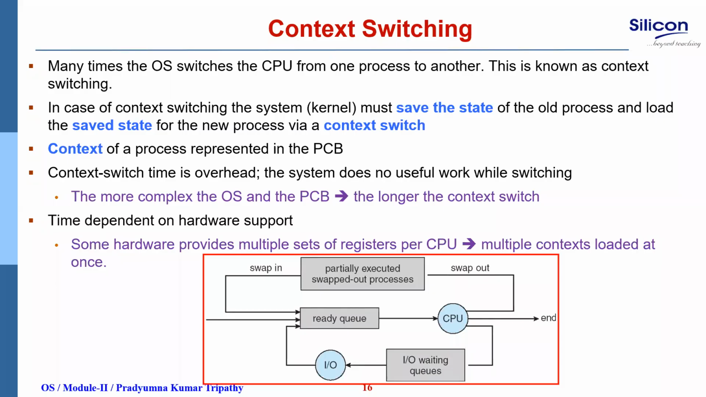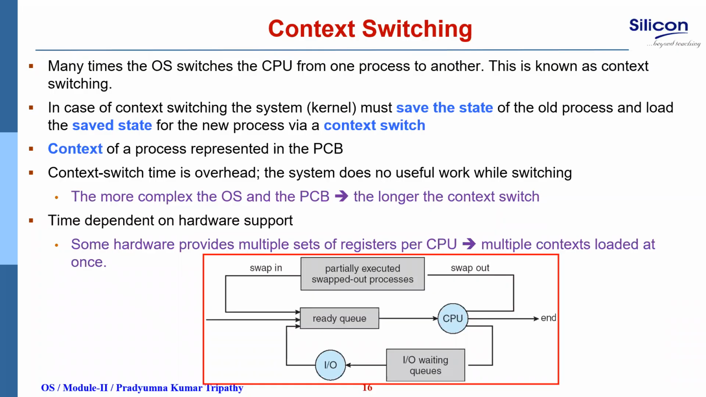Many times the operating system switches the CPU from one process to another. This is known as context switching. So many times the operating system may need to switch between the processes. In case of context switching, the system must save the state of the old process and load the saved state of the new process via a context switch.